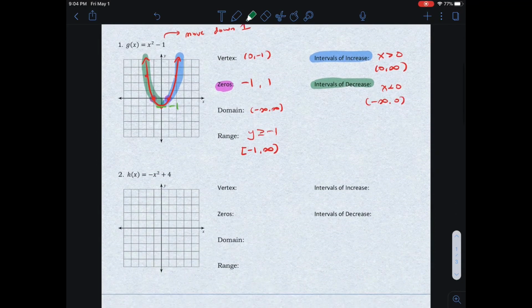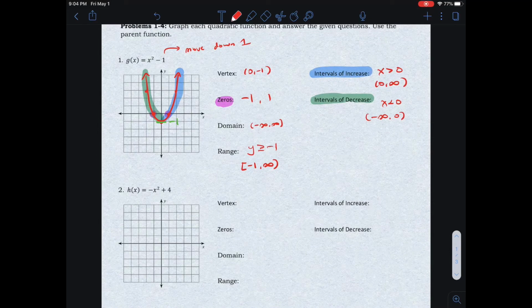Let's look at another example together. So here for number 2, we have h(x) = -x² + 4. So here that negative in the front, if you remember from the Desmos activity, that's a reflection across the x-axis. And then that plus 4 means I'm going to move it up 4 units.